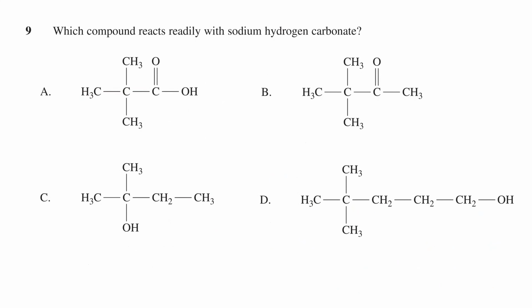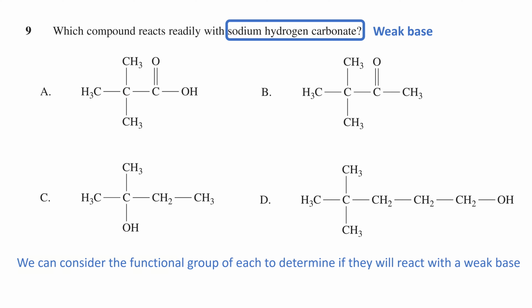The next question. Question 9 asks, which compound reacts readily with sodium hydrogen carbonate? Options A through D are then a series of organic compounds written in structural form. Firstly, we recognize that sodium hydrogen carbonate is a weak base. Then, we can just consider the functional group of each in order to determine if they will react with a weak base. If we make our way backwards, option D is an alcohol, or more specifically a long chain primary alcohol. Option C is a tertiary alcohol. Option B is a ketone, while option A is a carboxylic acid.